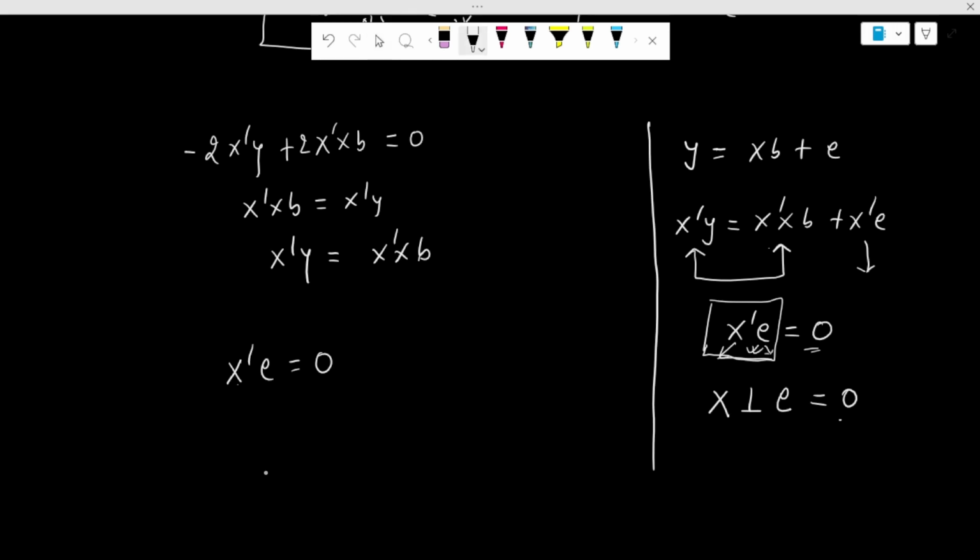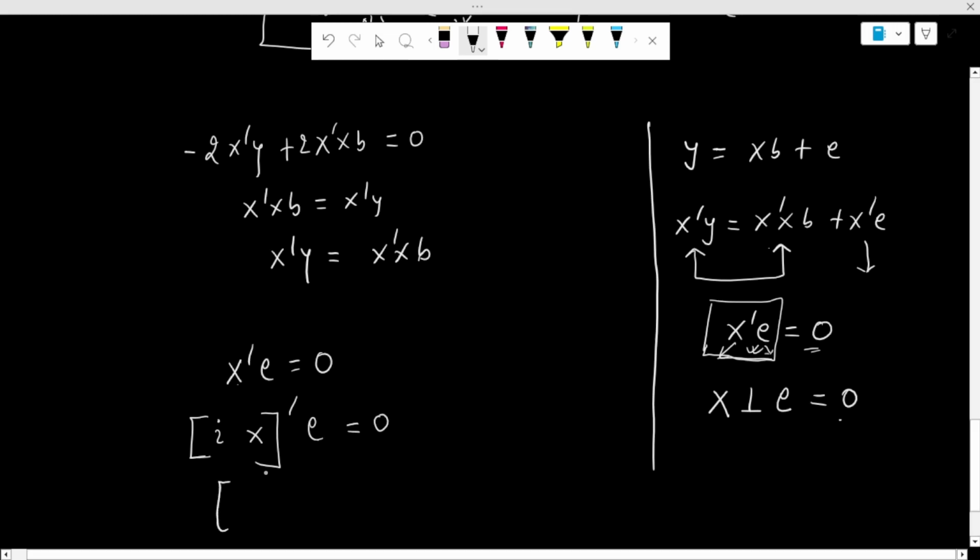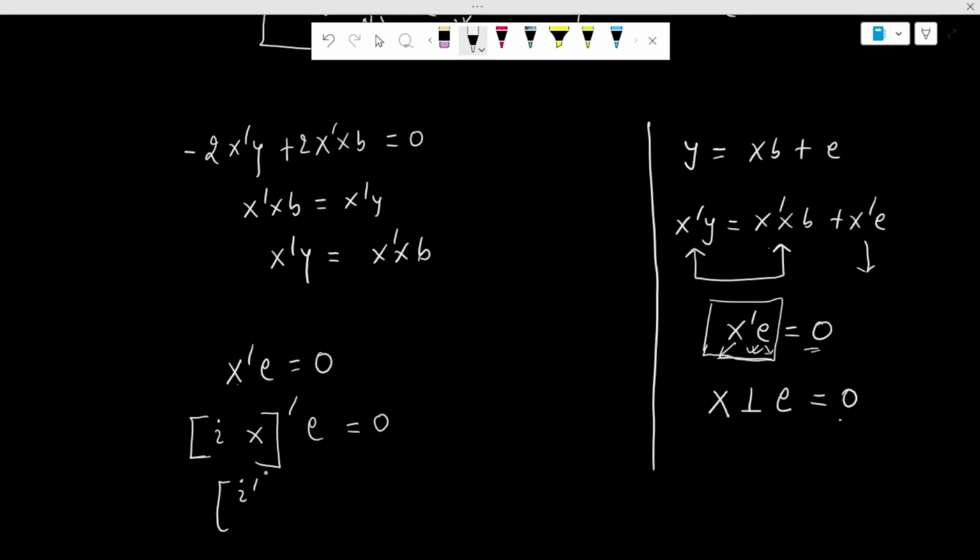We know that X is the matrix of independent variables where the first column contains 1. This is the column vector of 1, and let us represent the other independent variables as x. This is our final X, the matrix of independent variables. So X transpose E is equal to 0. If we further operate it, the transpose converts the row into column, so we get I transpose, x transpose and E equal to 0. And if we solve it, each of these would be equal to 0.